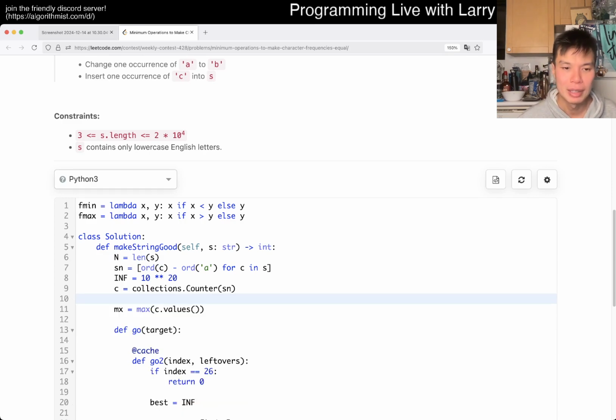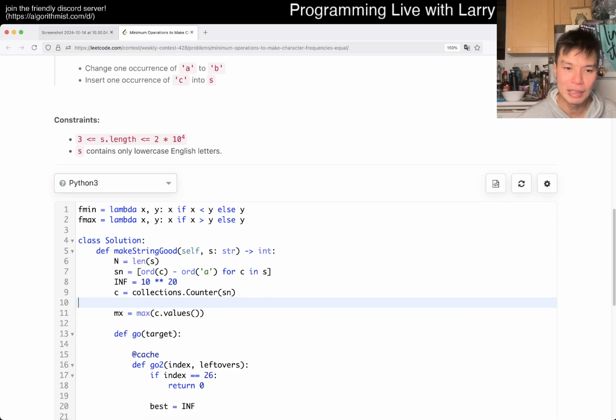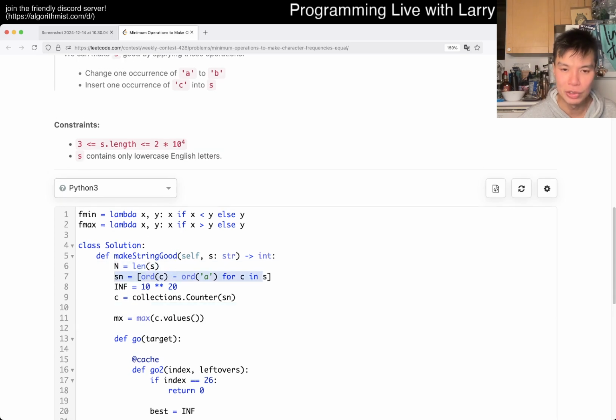But first I convert each character to an int. That's basically the idea, right? Just from 0 to 25, so I can work with it a little bit easier. And then I do a collections.Counter. That just sets up the frequency table. I don't know why I use C, I guess for counter, because usually I use F for frequency. But in any case, yeah.